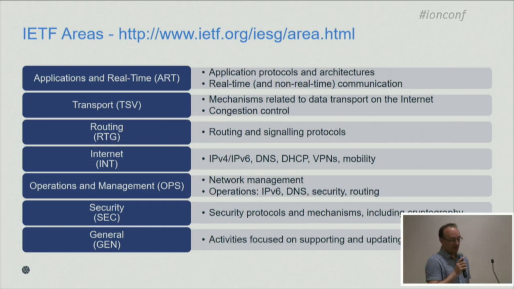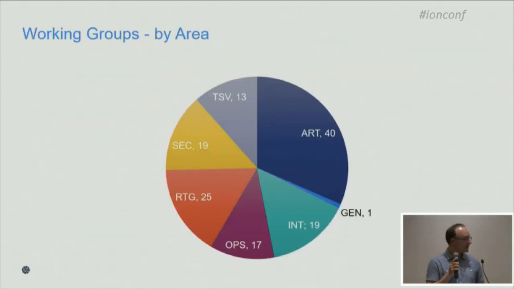Security, that's related to cryptography mechanisms and that type of area. So TLS, for example, would fall under there. And then there's a general area, which deals more with how the IETF functions itself. By area, it's quite variable how many working groups there are. The general area has precisely 1. But that sort of gives you an idea of where the activities are within the IETF.